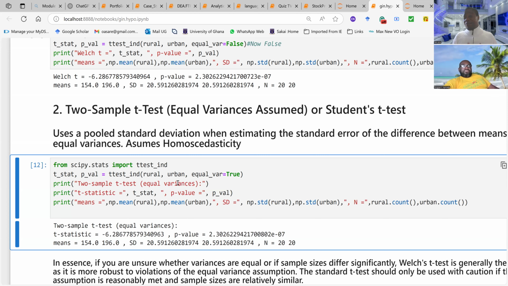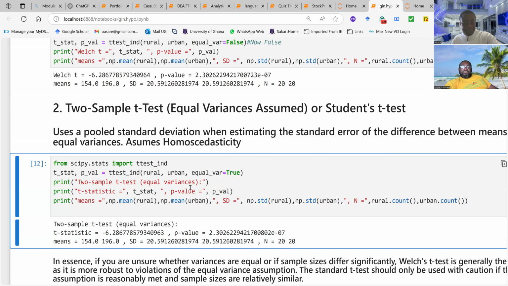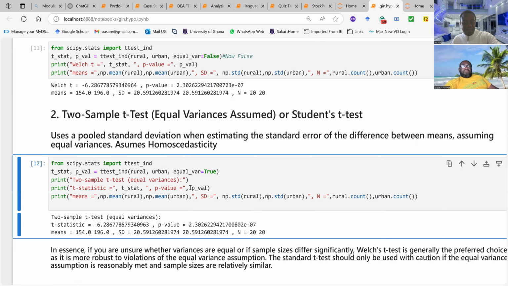And guys, if you're writing your thesis or any research, and you prove statistically like this, your gravitas is high. That's it. You have enough gravitas.